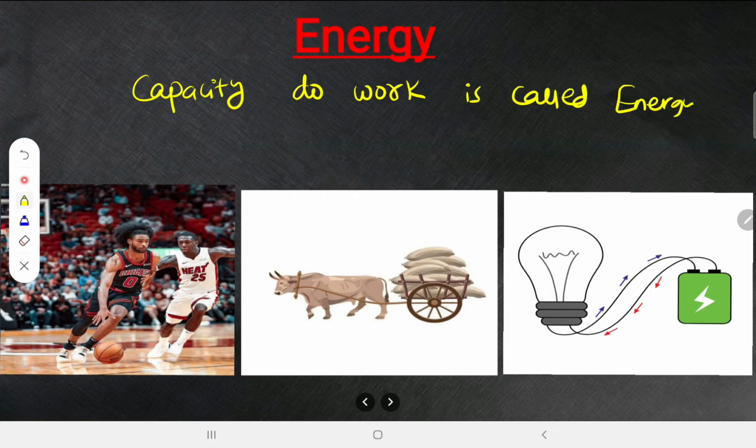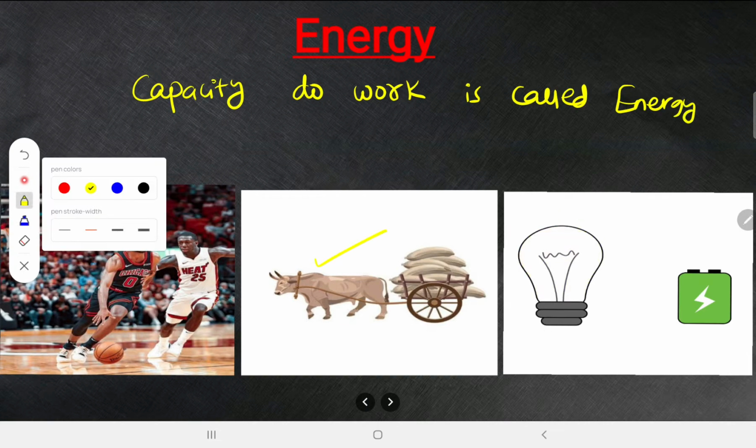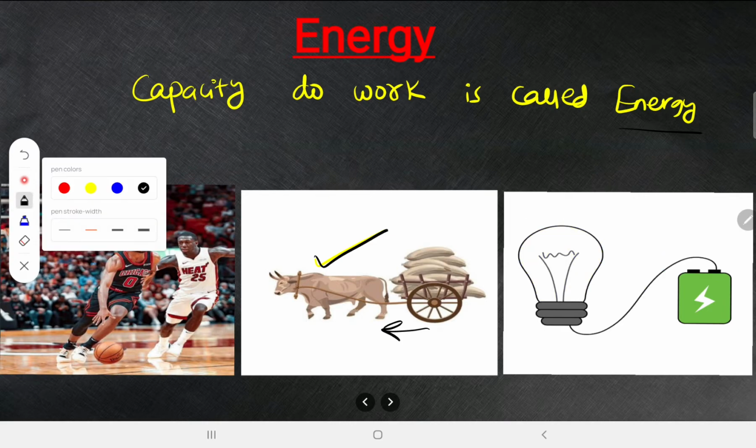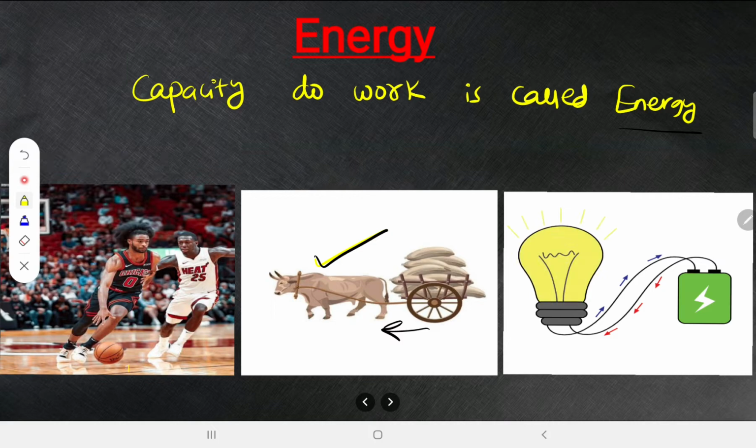Now look at this. Look at this ox. This ox is able to pull this cart because of the energy only. These two players are trying to get hold of this ball and they make use of their energy. They have eaten food and they are making use of that energy to get hold of this ball.